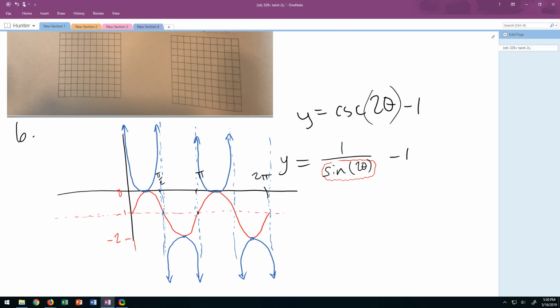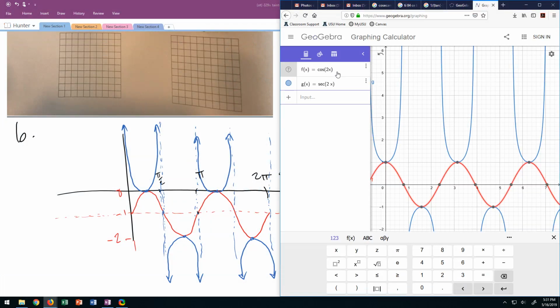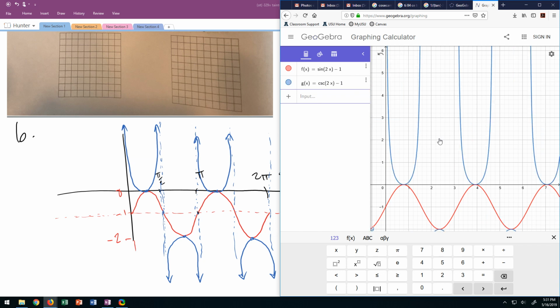Now, I think we should let GeoGebra check us one more time. Let's see if I can delete this function and make a new one. f of x is going to be equal to, what are we doing now? We're doing sine of 2x minus 1. And here I want g of x to be equal to 1 divided by, well, no, I think I could put in cosecant here. Cosecant of 2x minus 1. All right, let's see what GeoGebra thinks about us.